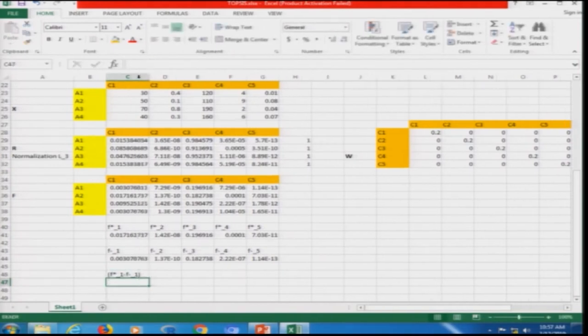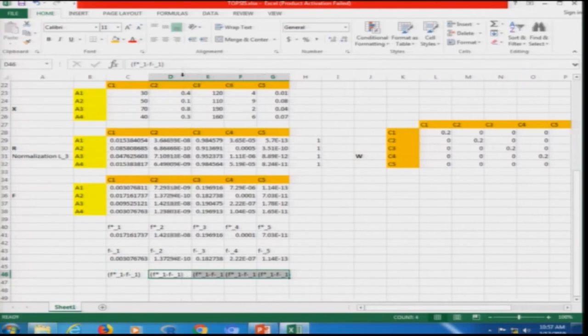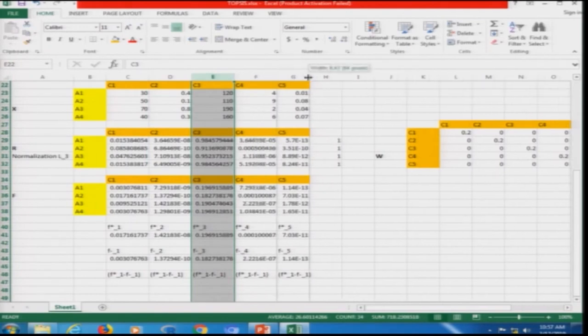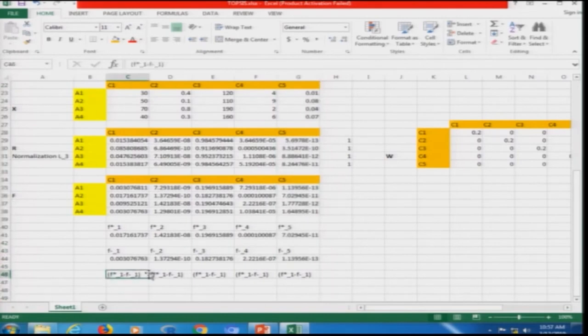This is the second, this is the third, this is the fourth, this is the fifth. So, here I have the first criteria, this is for the second, this is for the third, and this is for the fourth. This is for the fifth. For each and every criteria we have already done this. So, let us find out. This will come in the denominator.